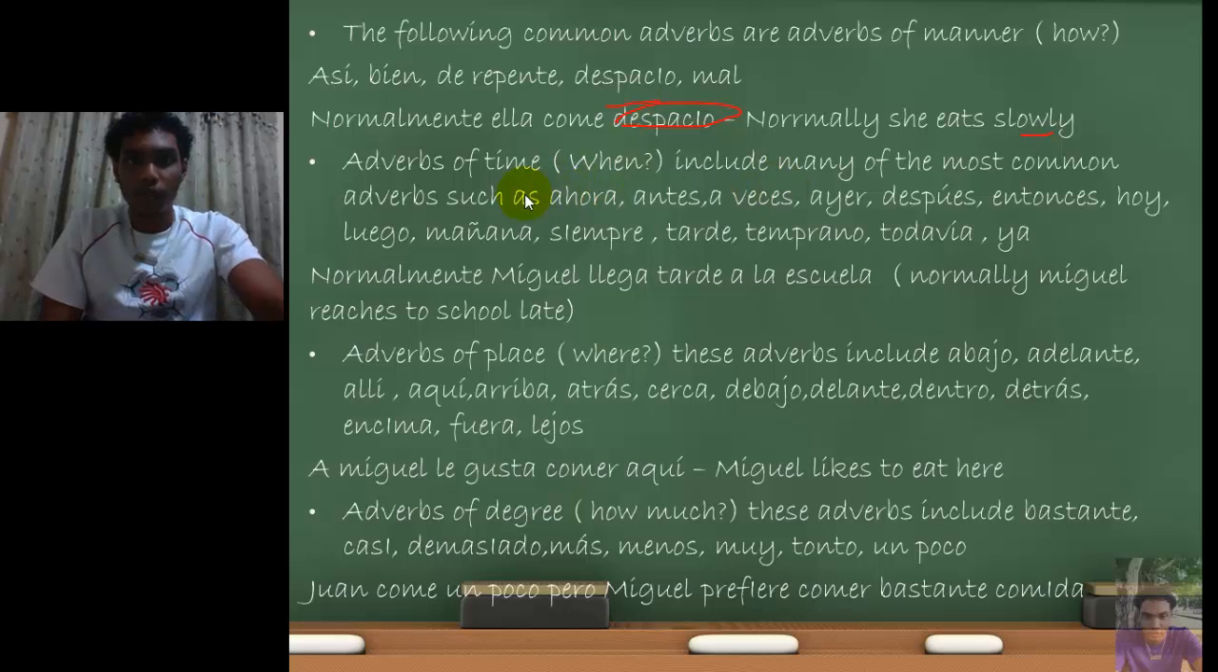Right? Adverbs of time, just learn these off. Right? So por ejemplo, normalmente Miguel llega tarde a la escuela. Right? Normally Miguel reaches the school late. Adverbs of place. Right? You can just learn these off. Alright, an example here is a Miguel le gusta comer aquí. Miguel likes to eat here.